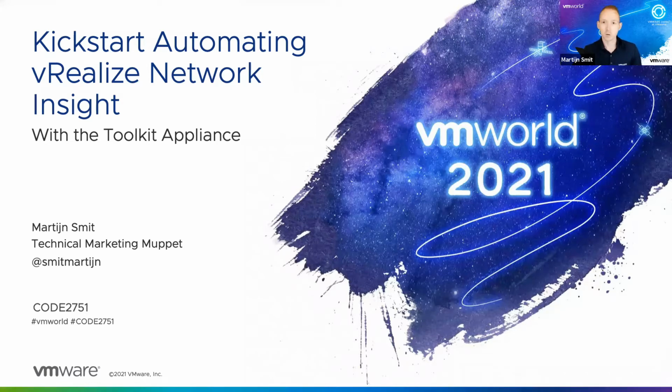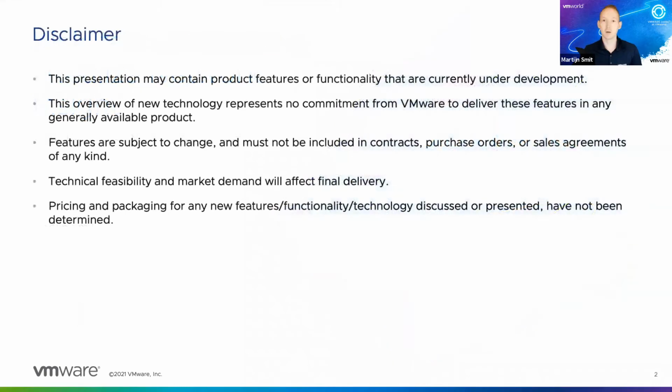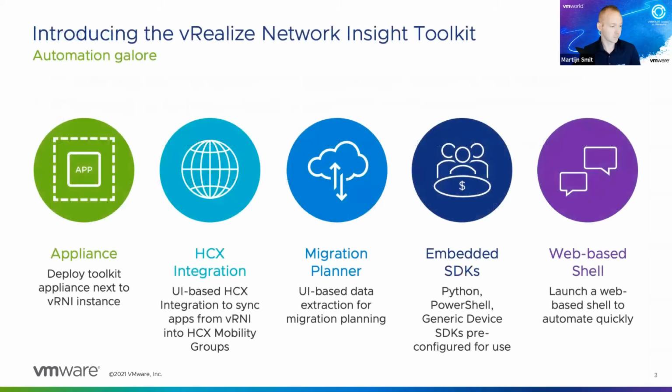So the toolkit appliance itself is a Fling, and it's out now, so you can go grab it from the Fling's website. Before I get started, I do need to present this disclaimer, but everything that I'm going to be talking about is already available, so nothing is on the roadmap or anything like that.